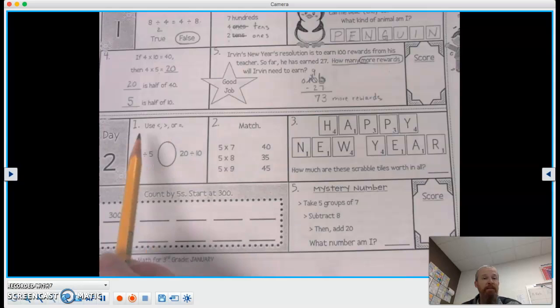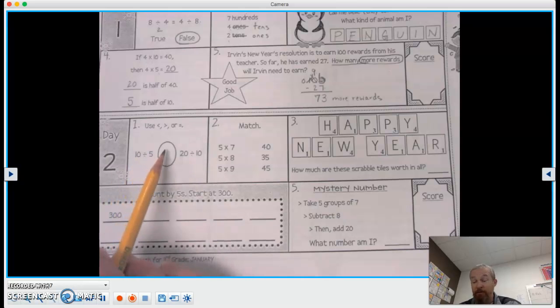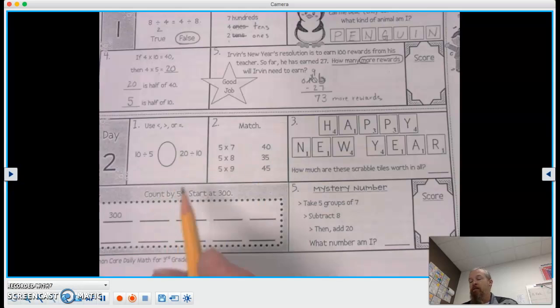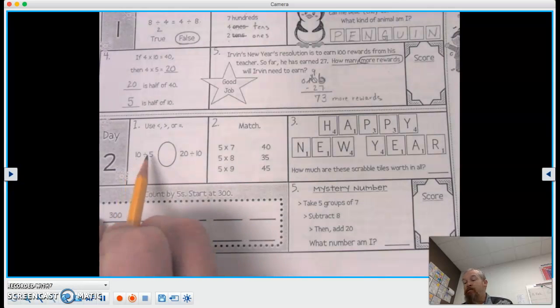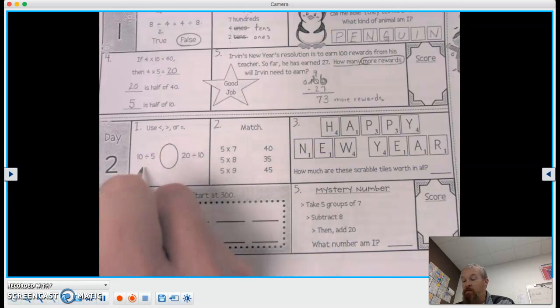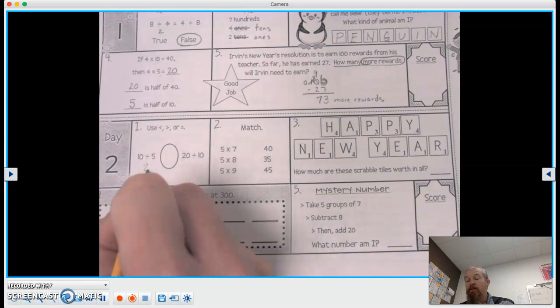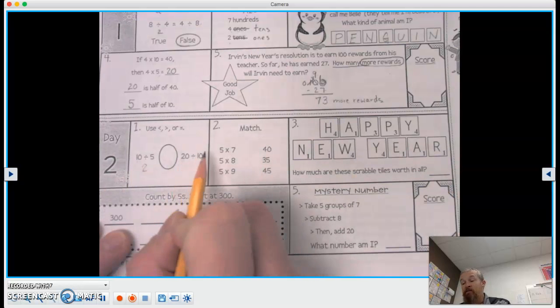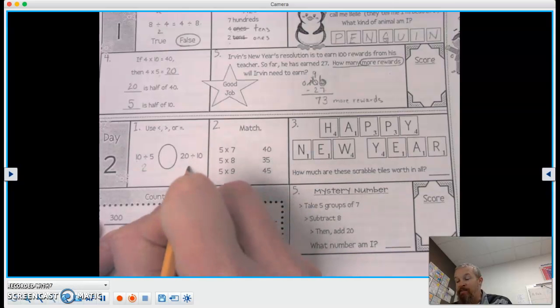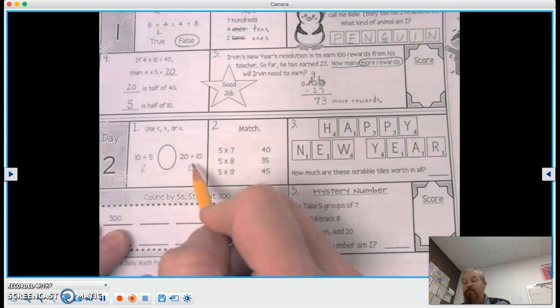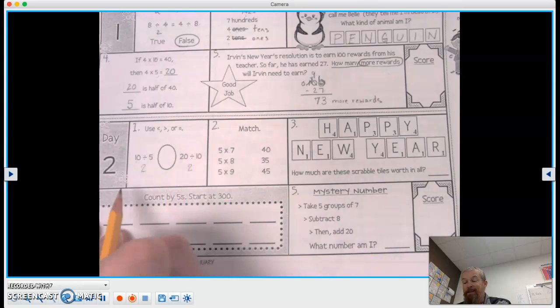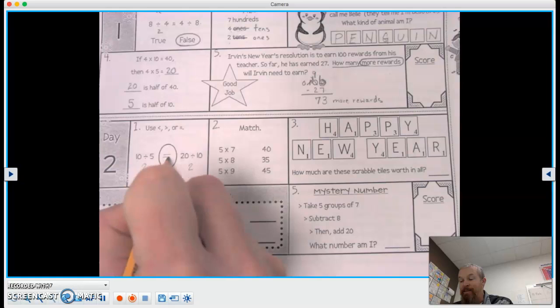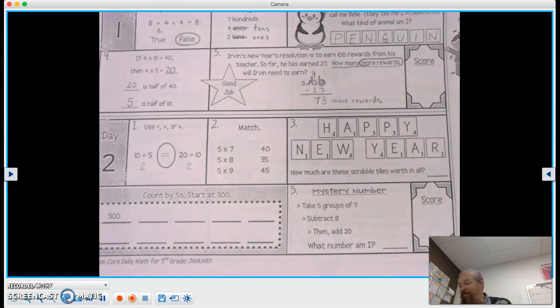And we have used less than, greater than, or equal to. Here we have 10 divided by 5, less than, greater than, or equal to 20 divided by 10. So if I split 10 into 5 equal parts, my answer is 2, because 2 times 5 equals 10. Now if I split 20 into 10 equal parts, the answer is 2, because 2 times 10 equals 20. So 2 is equal to 2.